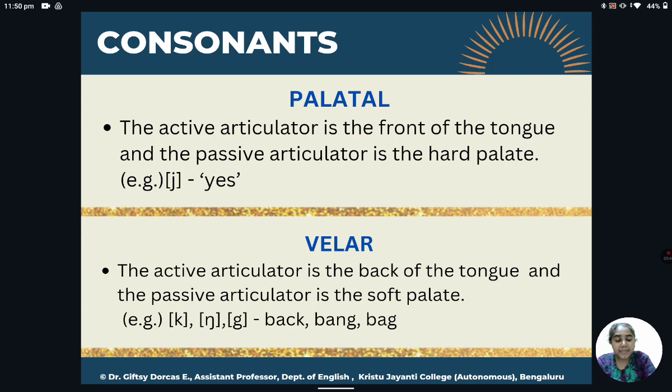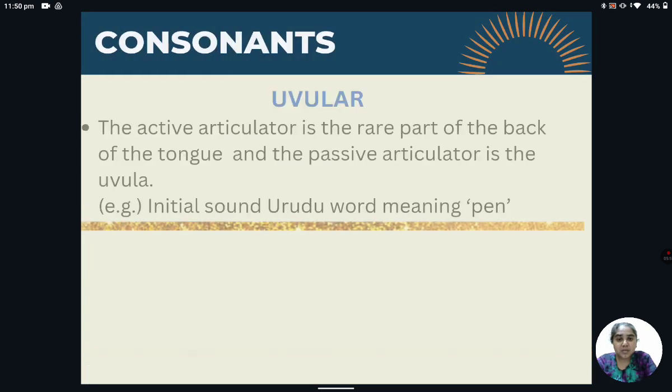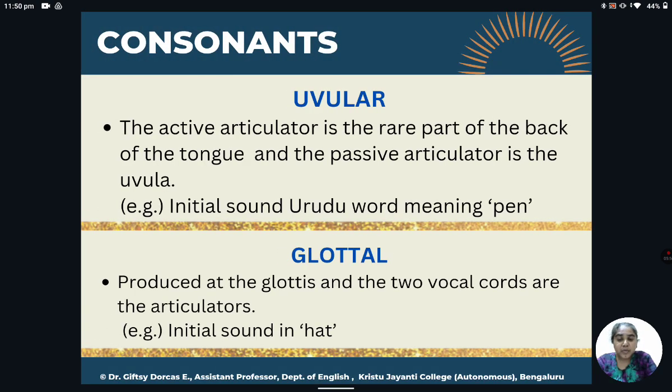So far we saw the place of articulation and how consonants are classified. Moving on, we also have two more, which are the uvular and the glottal sounds. In uvular sounds, the active articulator is the rear part of the back of the tongue and the passive articulator is the uvula. We do not have any word in English to describe it, but you have the Urdu word for pen, qalam. And then you have glottal sounds, which are produced at the glottis, and the two vocal cords are the active articulators.